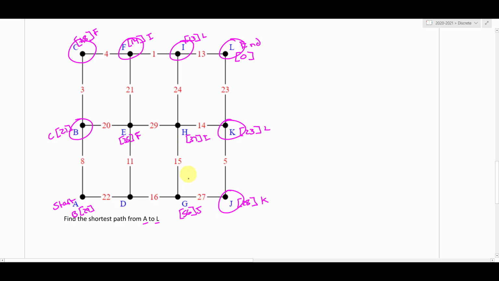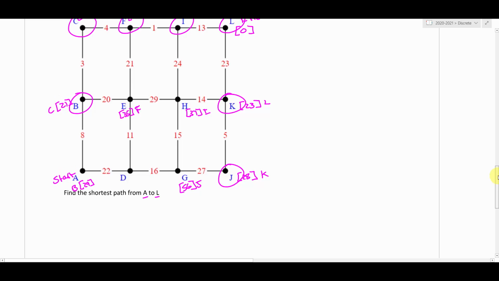Now J is analyzed, and now when I look at my remaining vertices here, I have 56, 37, and 35. All of those are longer than the 29 that I currently have. So at this point, it is safe to stop the algorithm. There's no point in continuing it anymore because any other route that I find here is going to be longer than the 29. All right, so now I need to write my answer.